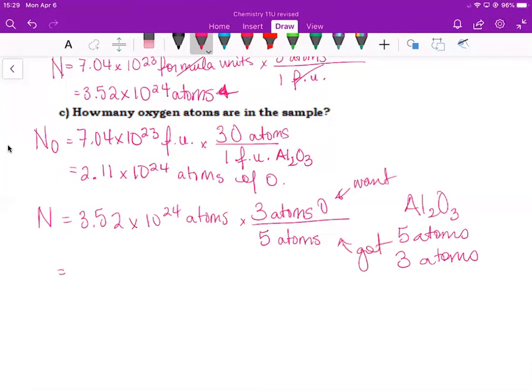And so I'm going to take that number, 3.52 times 10 to the 24, times 3 divided by 5, and I get 2.112 times 10 to the 24. I get the exact same answer. I'm glad I did that mental math right, otherwise that would be very embarrassing.